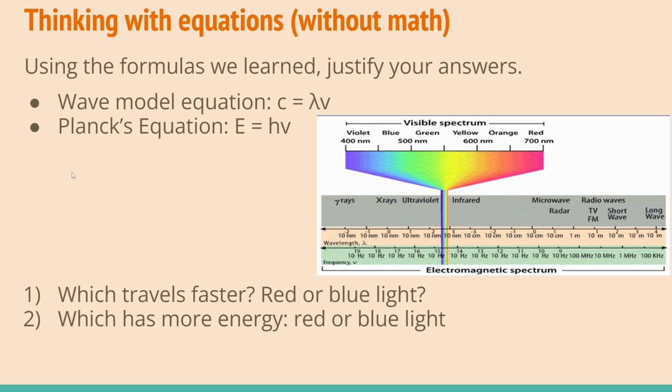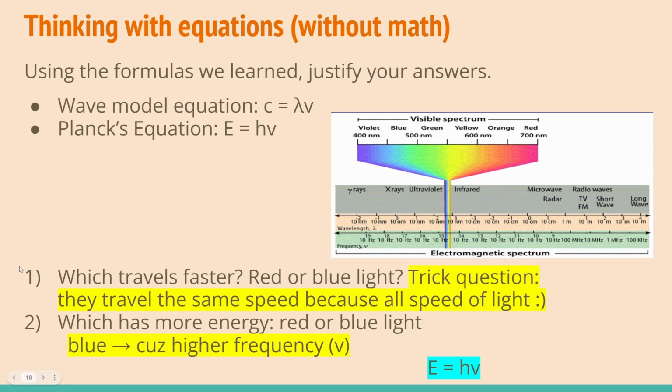All right, ready? Here we go. Okay, so the first question is a trick question because red or blue light, they're both light. So they both travel at the speed of light. It is a trick question and it's like, oh, dang. A lot of people get that wrong.